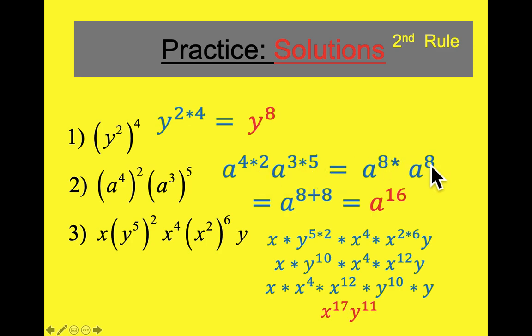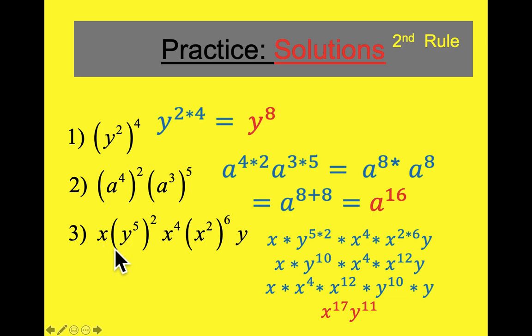Oh, this is a mistake. This should not be 8. This should be 15. So we should have a to the 8th times a to the 15th. So this should be a to the 8 plus 15, so this should be a to the 23rd. This is an error right here. Sorry about that.